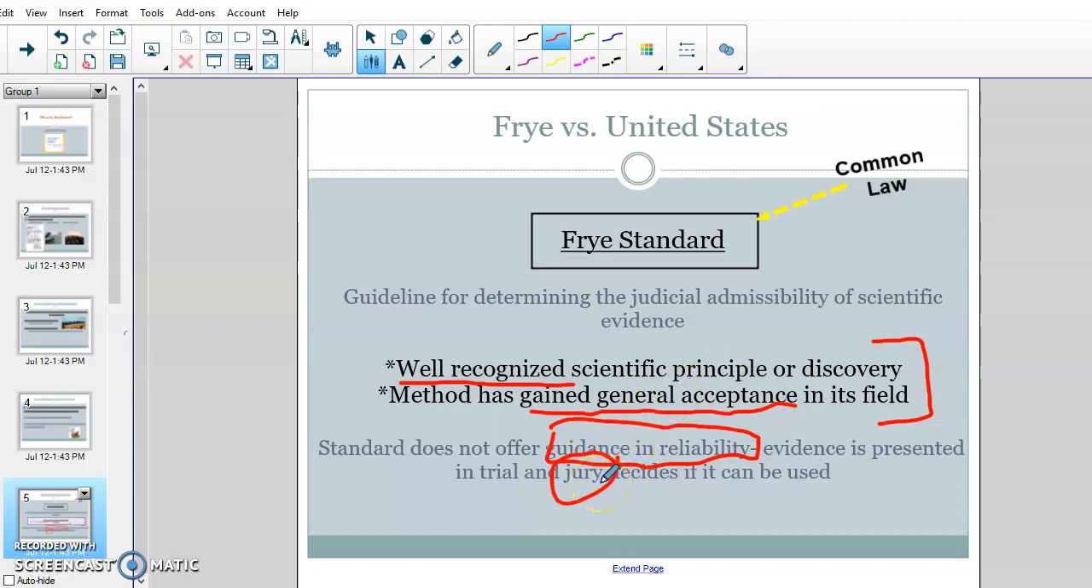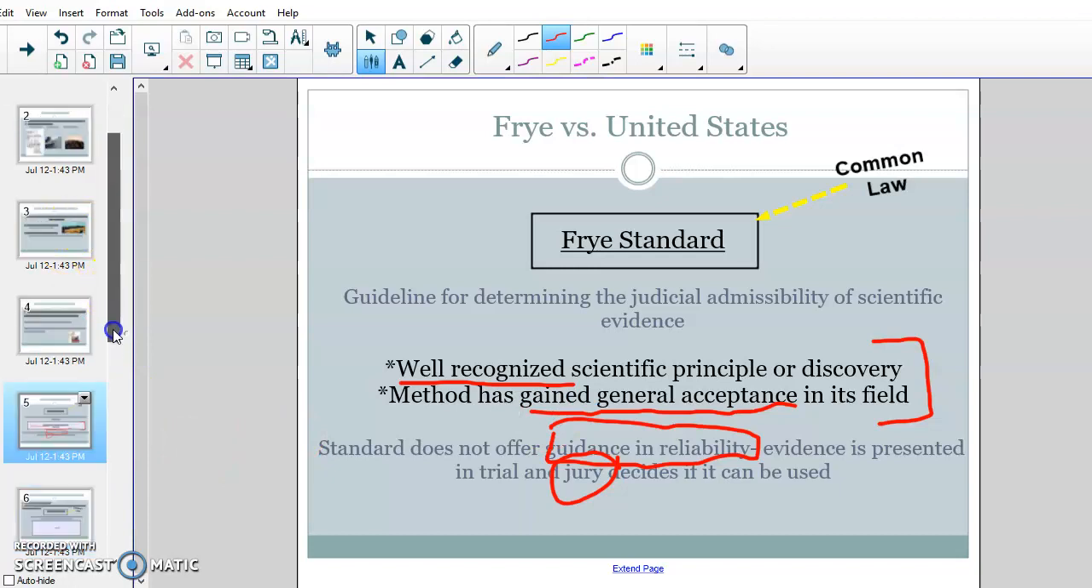Now keep in mind, you always have a jury of your peers. Well, not everyone has a really great science background on a jury, and they were the ones that were deciding this information. So there were a few flaws in this. But it was the common law from 1923 until 1993. So almost 70 years, this was how any evidence, scientific-wise, was allowed in court.